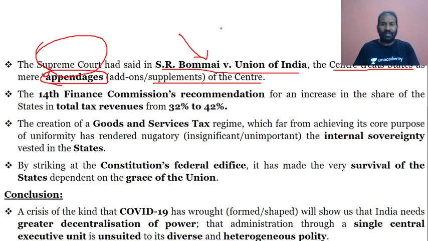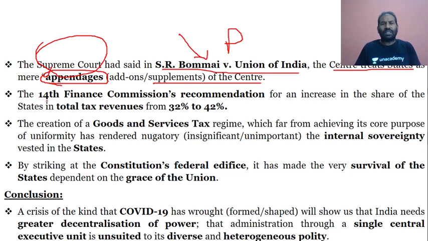This is again very, very important from the prelims point of view: in which among the following cases did the Supreme Court say that the center treats states as mere appendages? So it is SR Bommai versus Union of India.